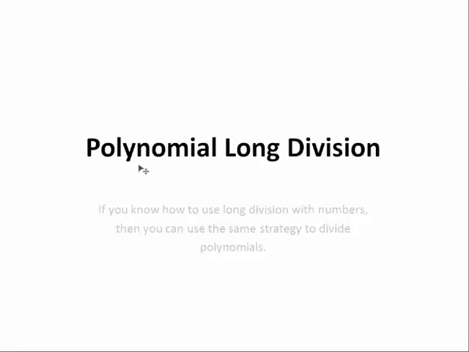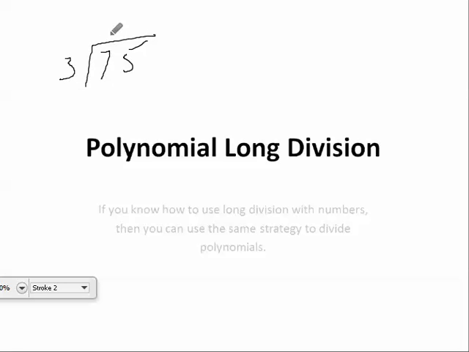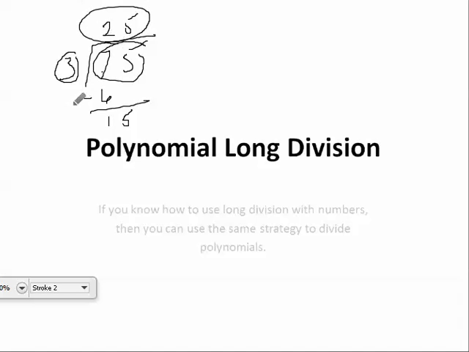Today we're going to take up the concept of polynomial long division. You've done long division before when you were in third grade and fourth grade, and it's not really that big a deal. You took 75 and divided it by 3. You determine how many times 3 goes into 7. It goes in there 2 times, and so you get a 6 there. Then you subtract, and you get 15, and 3 goes into 15 5 times. This is your divisor, this is your dividend, and this is your quotient up here.